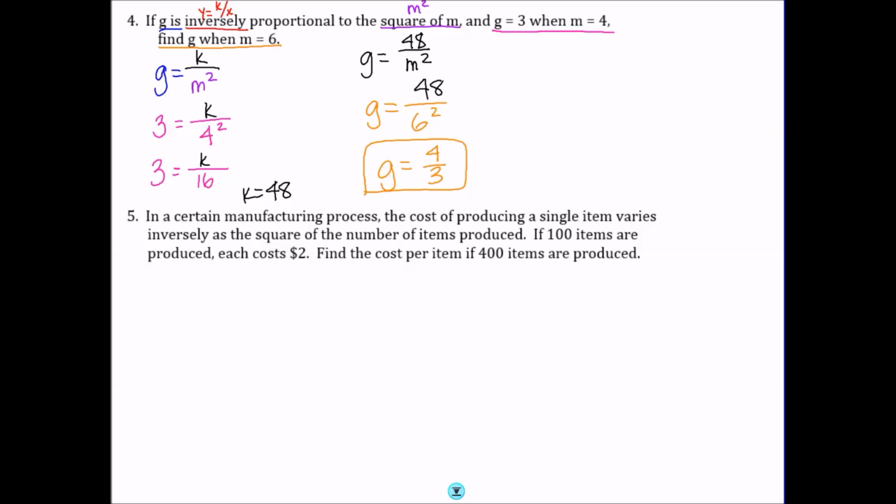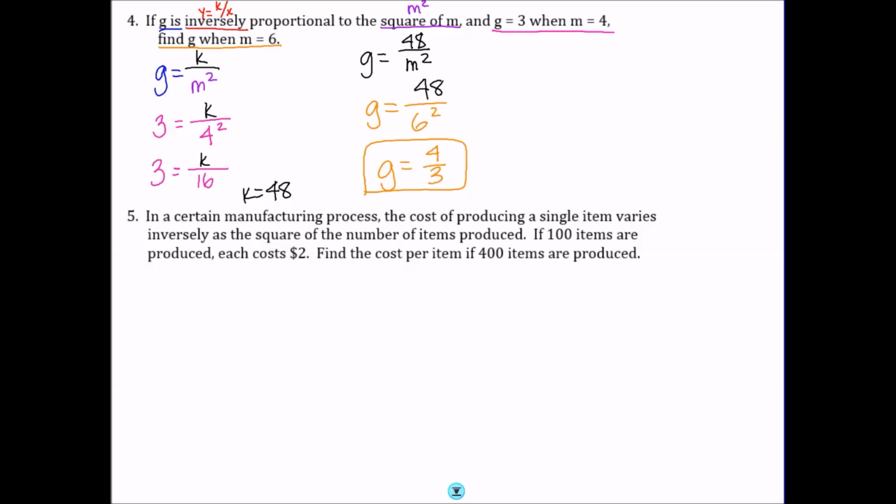Let's move on to some word problems. In a certain manufacturing process, the cost of producing a single item varies inversely as the square of the number of items produced. If 100 items are produced, each costs $2. Find the cost per item if 400 items are produced.